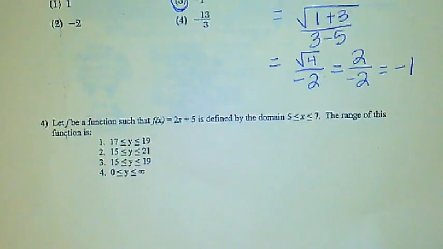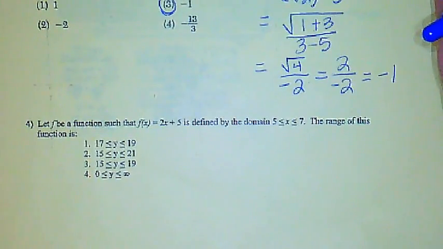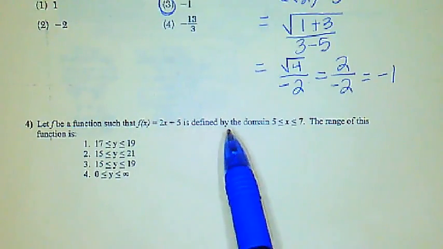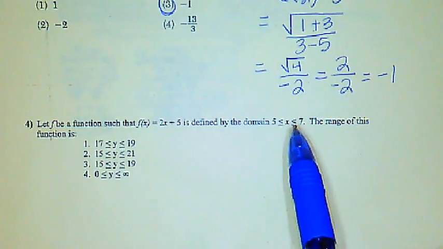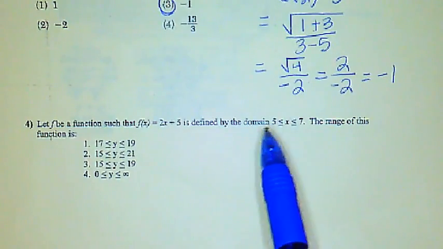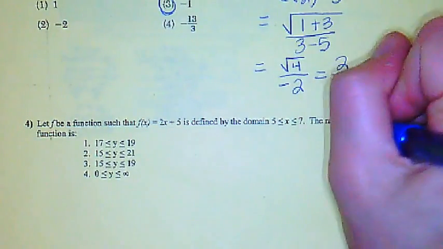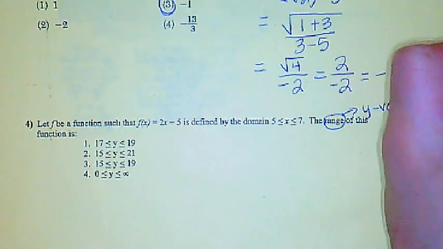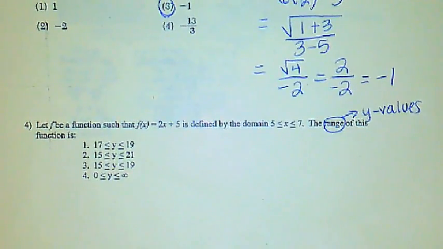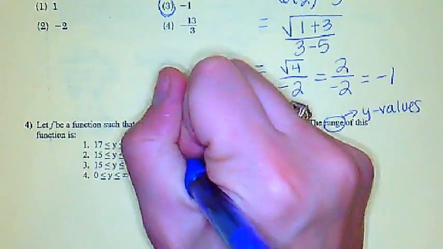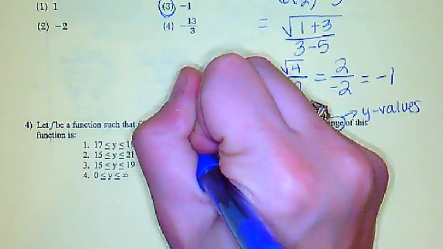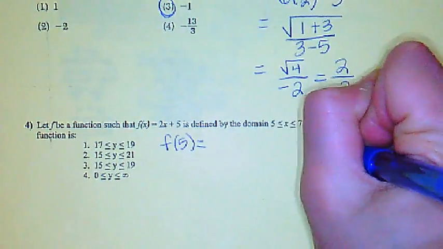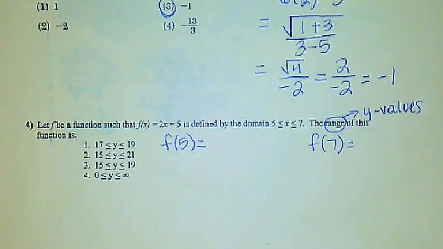Okay. Alright, number 4. So we want the function such that 2x minus 5 is defined by the domain 5 to 7, or x between 5 and 7. So we want to find the range. Okay, so the range would be the y values. Make sure you know that, the y values. Okay, so all I'm going to do is use my function and solve it when x is 5, and then when x is equal to 7. And I'm going to plug it right in.